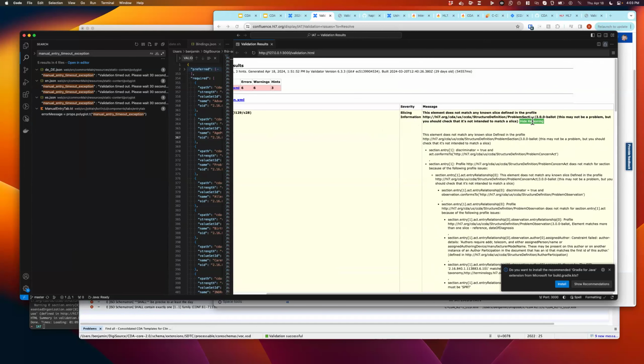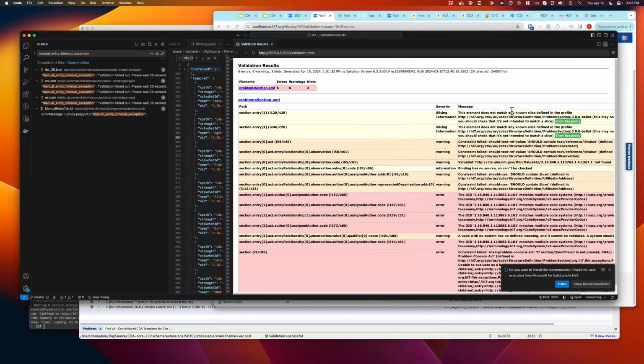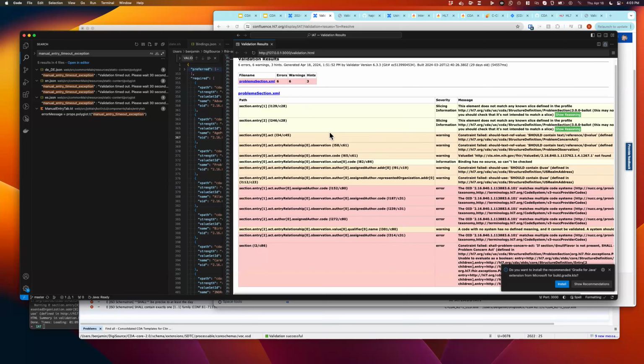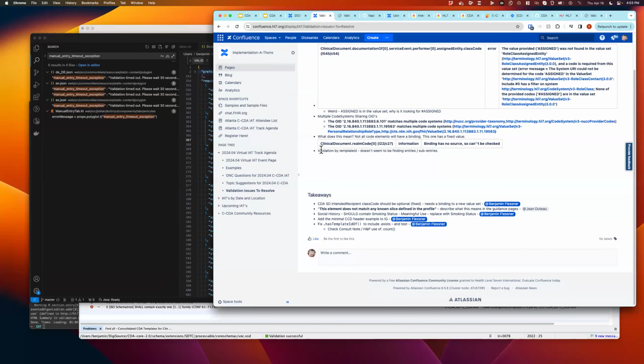Well, it should be finding that, but the other problem is, obviously we're not getting that little blue line that says validating section entry 1 against Problem Concern Act. So yeah, that is this thing that we will be raising.